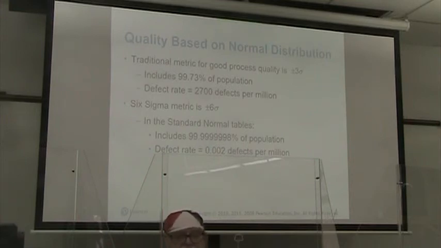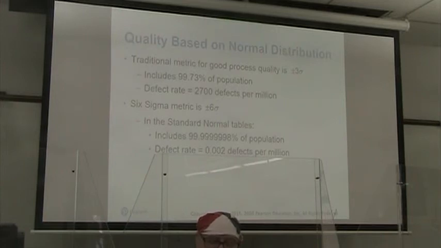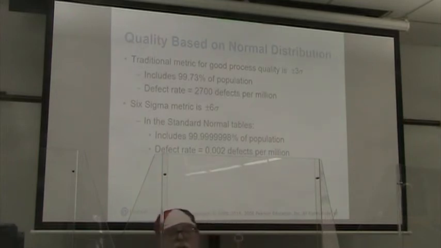All right. So our Six Sigma metric is plus or minus 6 sigma, or plus or minus 6 standard deviations. In our standard normal tables, that would include 99.9999998% of the population. Or our defect rate then would be 0.002 defects per million.